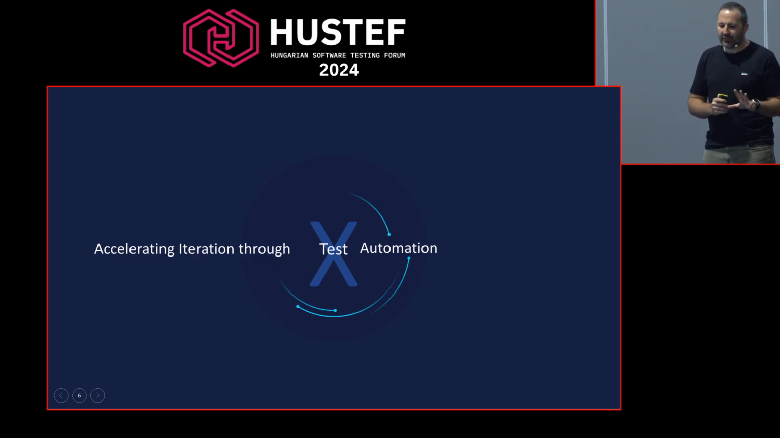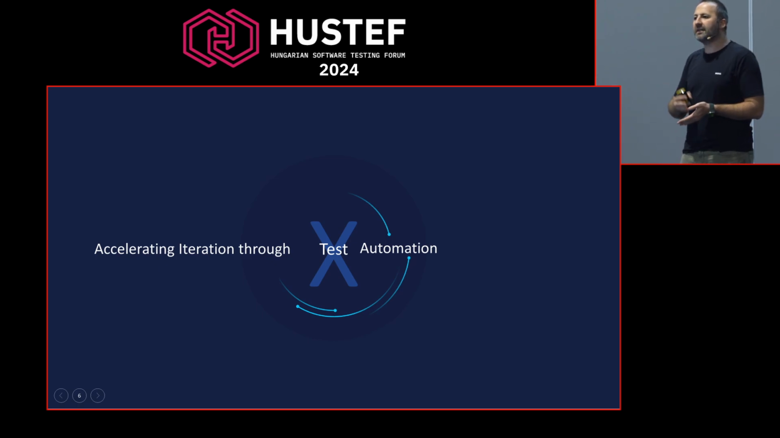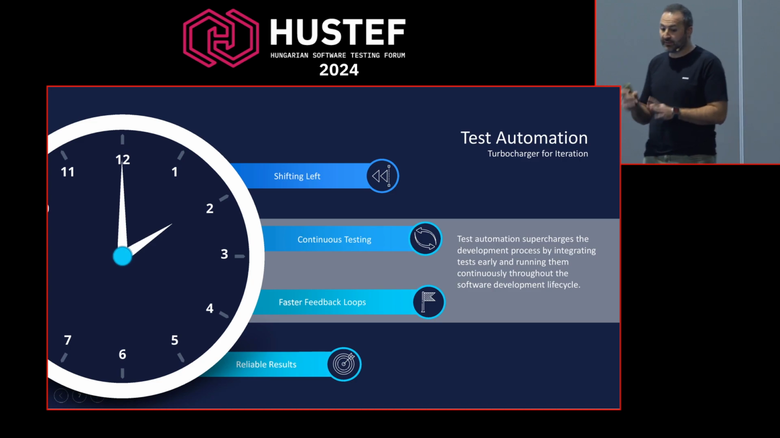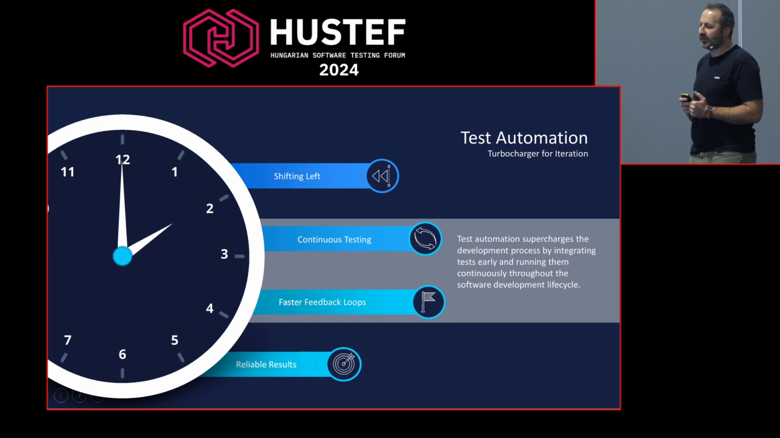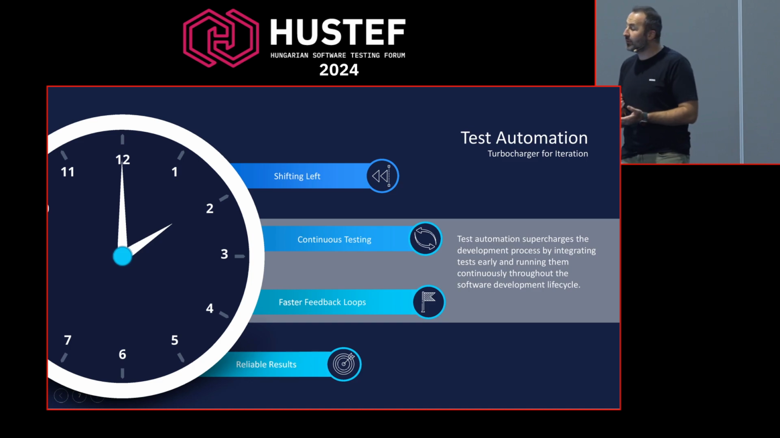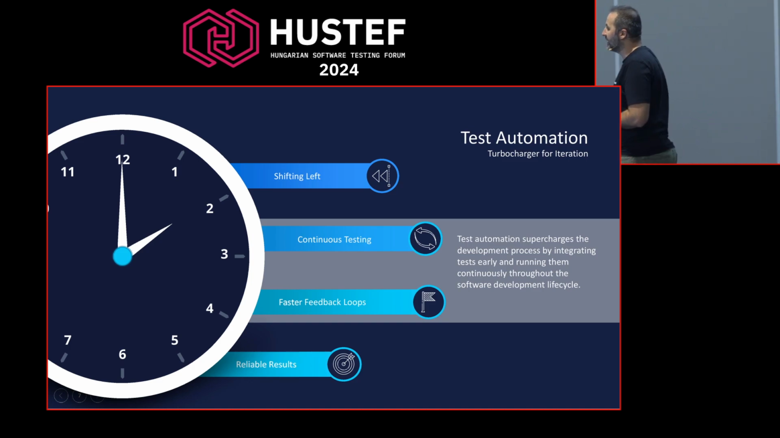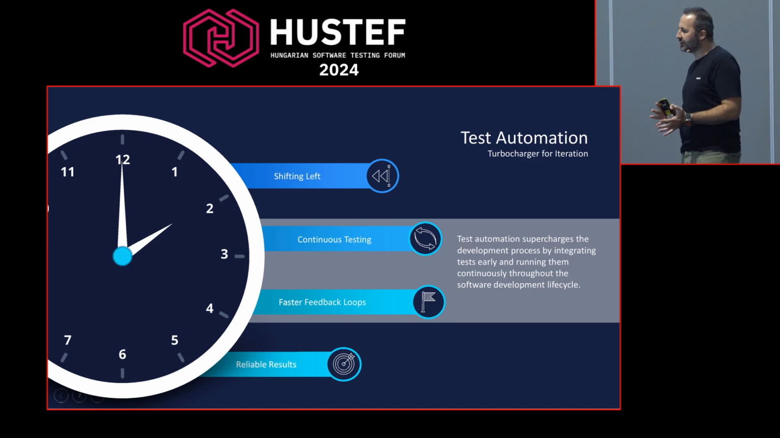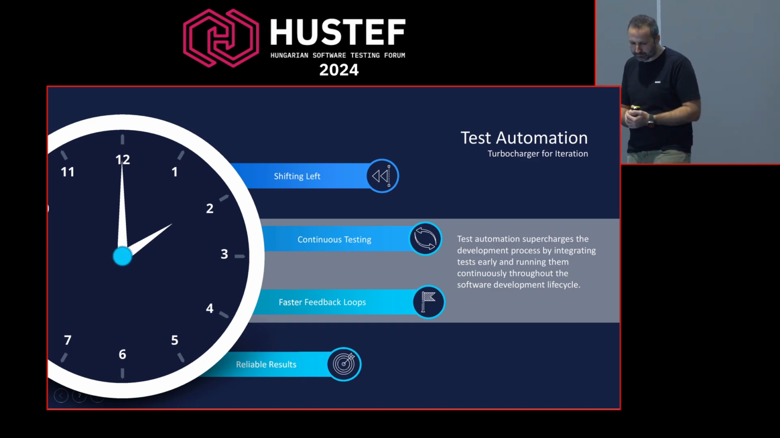So let's talk about accelerating iteration through test automation, how we can speed up iteration using test automation. Test automation is a turbocharger for iteration, so we can make it faster, and in parallel with that, we will have shifting left. We'll have continuous integration, continuous testing, and continuous deployment. We'll have faster feedback loops, so whenever a developer makes a change, we can get the feedback as fast as possible. And of course, reliable results. If we have efficient tests, we'll have reliable results.